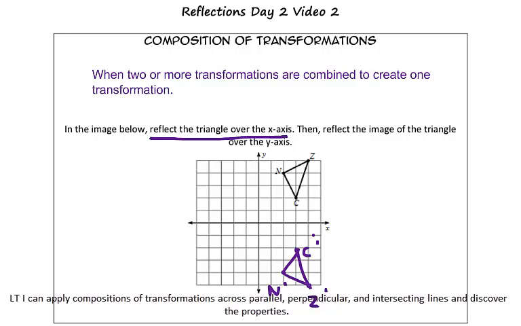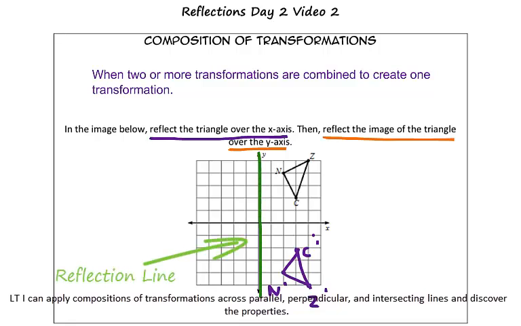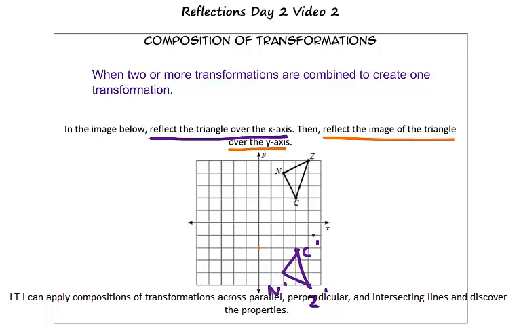However, we want a composition of transformations, so we want to do another reflection. So the second part is to then reflect the image of the triangle over the y-axis. So we're going to reflect this image over the y-axis. So now our line of reflection is the y-axis. And remember, just like we did in the first part, we want to keep the points the same distance away from that line of reflection. So starting with C, C is 1, 2, 3 units away from the y-axis. So it needs to be 3 units to the left of the y-axis. So point C double prime, since this is a second reflection, will go right there.